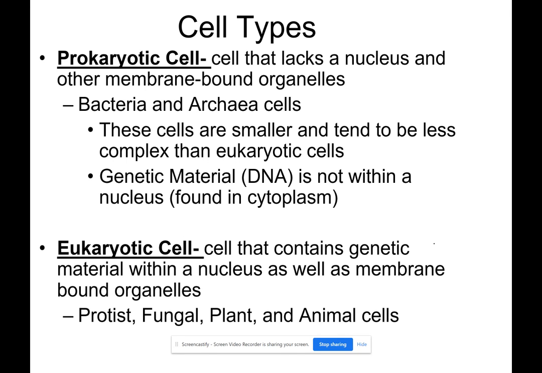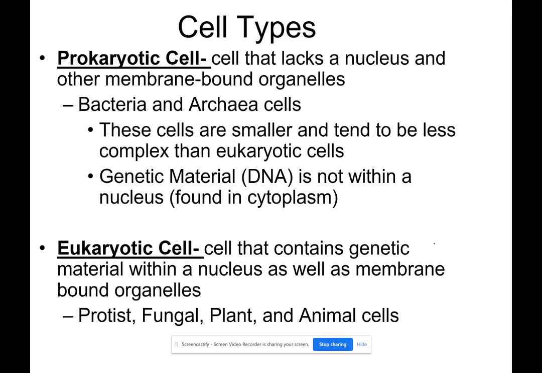All right, you and me are made of eukaryotic cells. Eukaryotic cells are cells that contain their genetic information in a little spot called a nucleus, and that nucleus has a membrane around it. And they also have other little pouches surrounded by membranes inside of them. And those are called the membrane bound organelles.